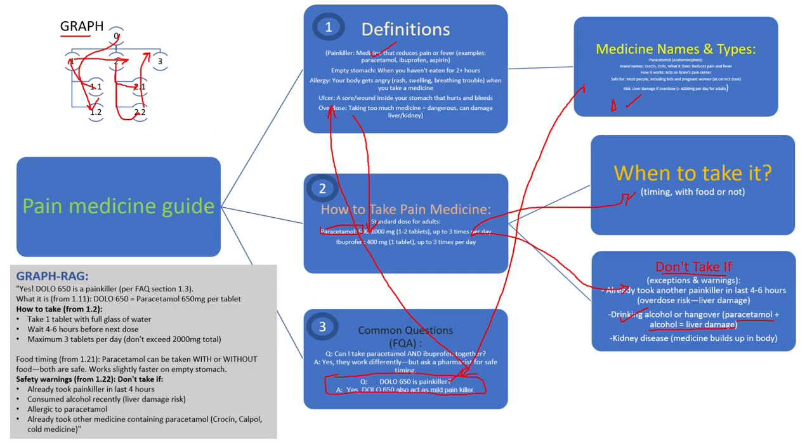Now once you build this GraphRAG, what should your answer look like? Yes, Dolo 650 is a painkiller from here, and how to take it. Yes, I got the information, and the timing, and the safety warning, and it got the whole answer, including liver damage risk and so on. So now we know what RAG is, what its limitation is, what GraphRAG is, and how it takes the information and how RAG is improved with GraphRAG.